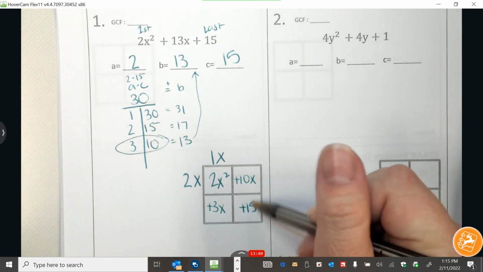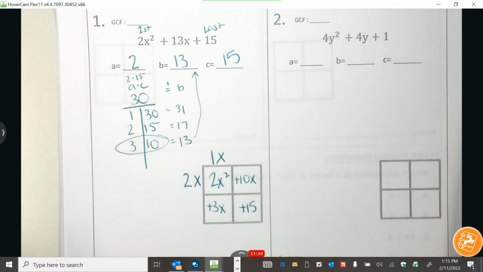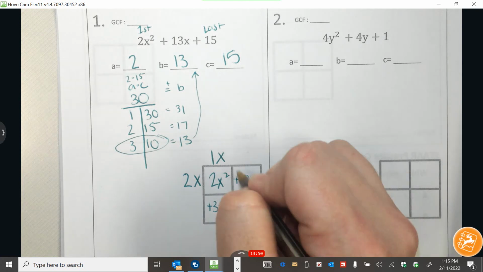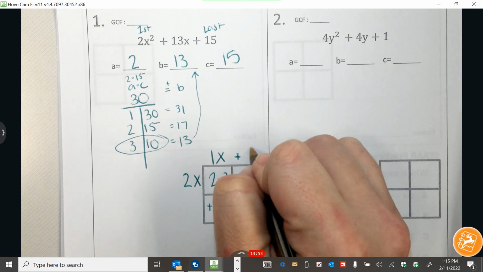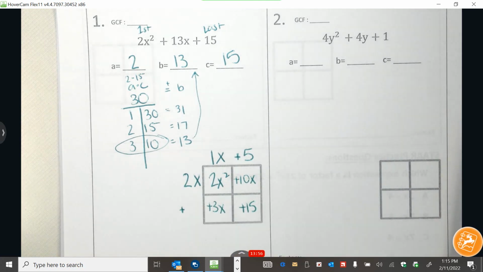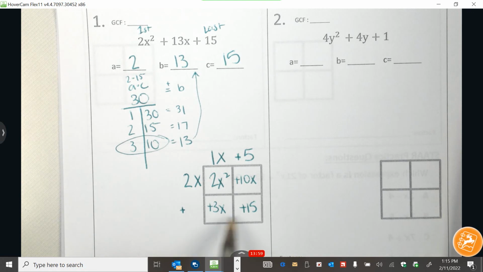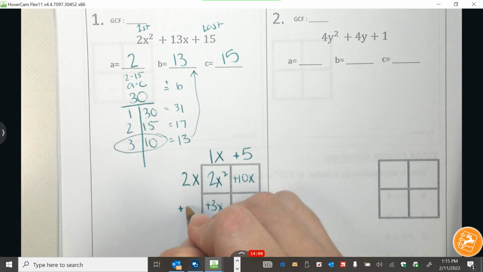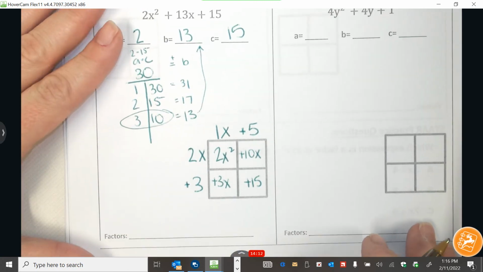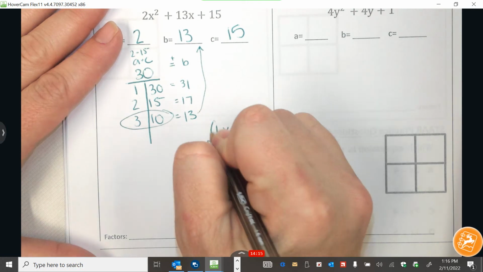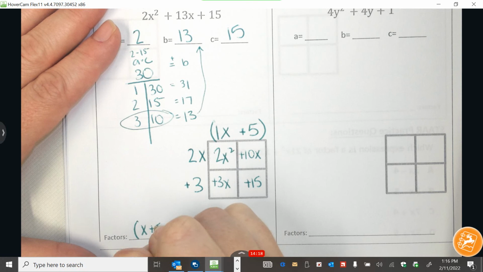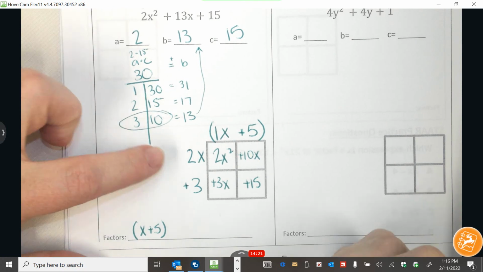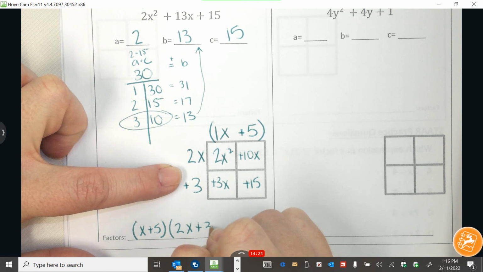Okay, what's your GCF here between 10 and 15? 5. Now, see how this 10 is positive? Then you're going to take out a positive. See how this 3 is positive? You're going to take out a positive. So what is your GCF between 3 and 15? So what's my final answer? X plus 5 inside parentheses, and then 2x plus 3 inside parentheses.